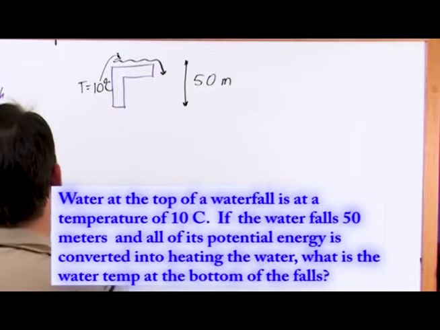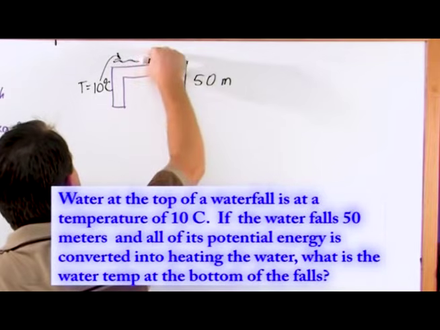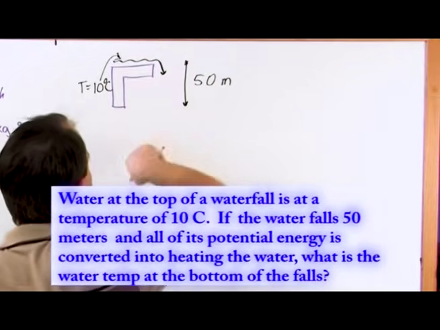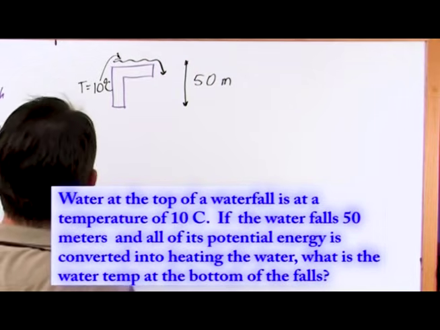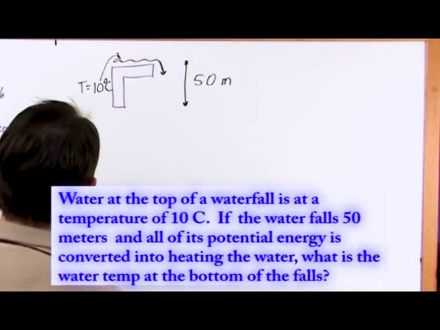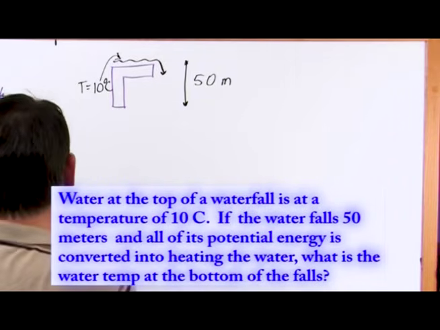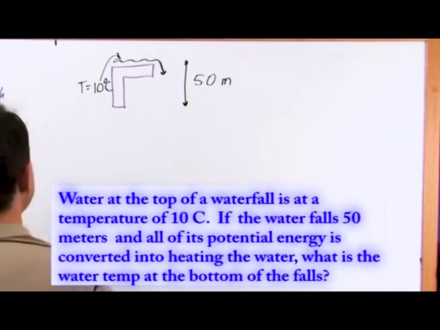So what we're going to do is we're going to have a certain potential energy at the top. It's going to fall to the bottom, and when it gets to the bottom, it's going to crash into the rocks, and all of that potential energy it had at the top is going to be totally and completely converted to heat, and it's going to heat that water up. That's what we're assuming here. Of course, real life's not going to do that, but that's what we're going to assume.